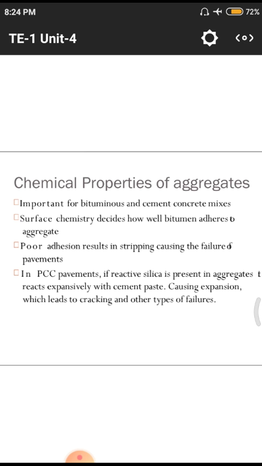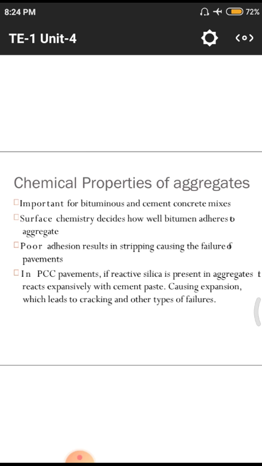Next one, surface chemistry decides how well bitumen adheres to aggregate. Surface chemistry means when we touch a particular quantity of bitumen, our touching will give some knowledge to our mindset. Why? Because if it is very hard, very smooth, or sticky, those things we have to observe simply by touching a quantity of aggregates.